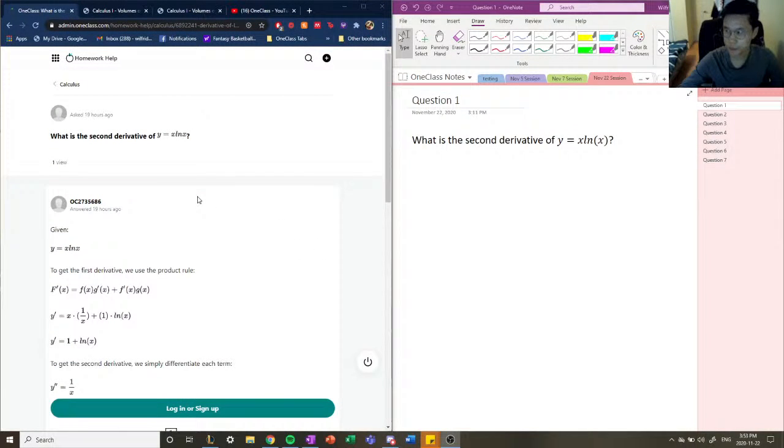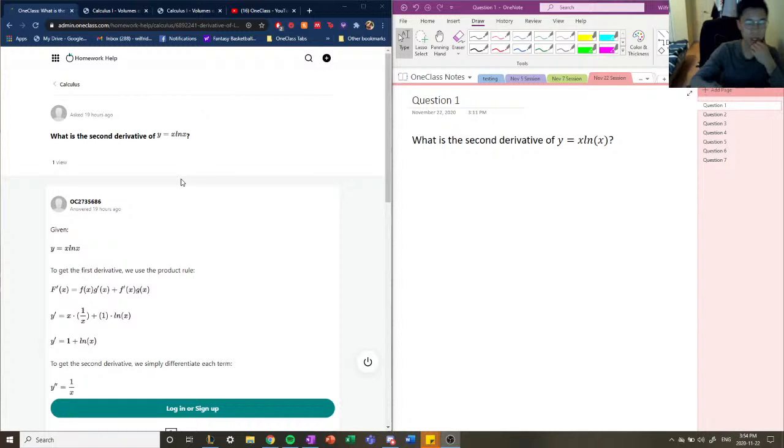Okay, so the first question of the day, we're going to be talking about the second derivative pertaining to y equals x ln x. So we know that the first derivative covers the rate of change of our original function. The second derivative represents the rate of change of the derivative. The way that derivatives work is that you can differentiate as many times as you want until you get down to 0, I guess you can say.